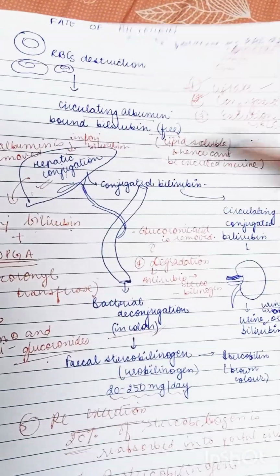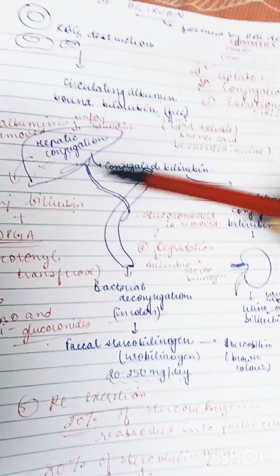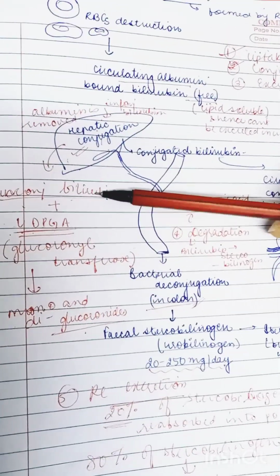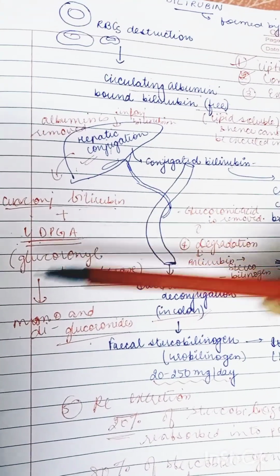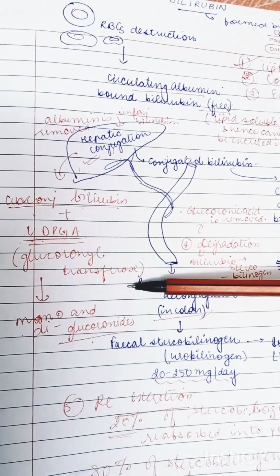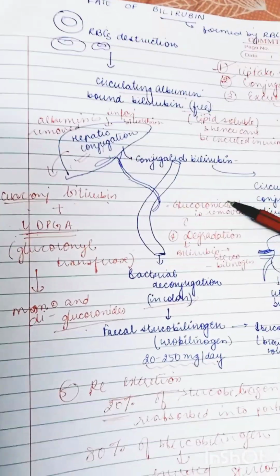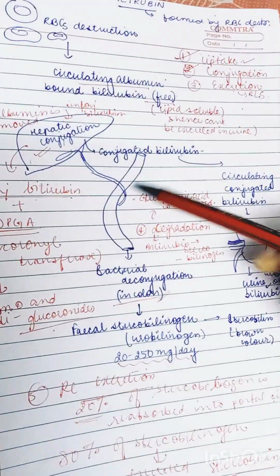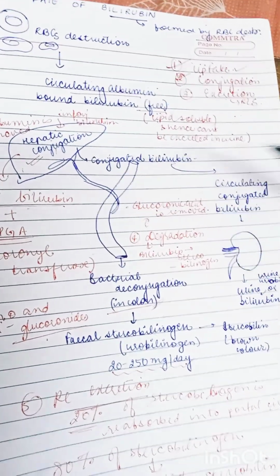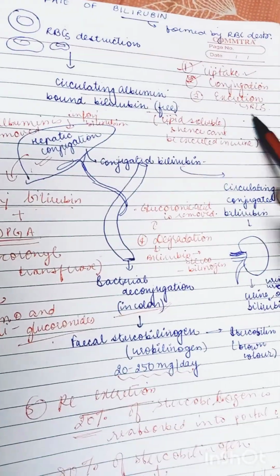Then it is taken by the liver cells, that is the hepatic cell uptake. Then is the conjugation, that is hepatic conjugation, in which this unconjugated bilirubin is conjugated with uridine diphosphoglucuronic acid in the presence of glucuronyl transferase to form mono and diglucuronides. Then the third step is excretion. This formed conjugated bilirubin is excreted in the bile canaliculi, which is an active process, so it is a rate limiting step.